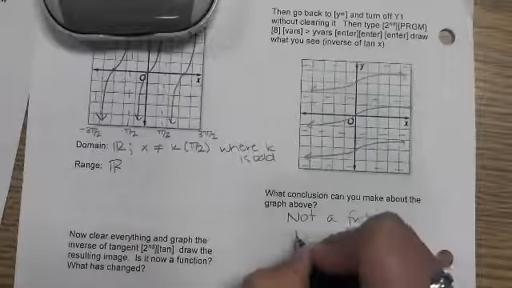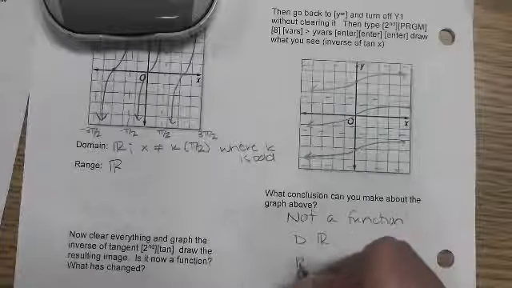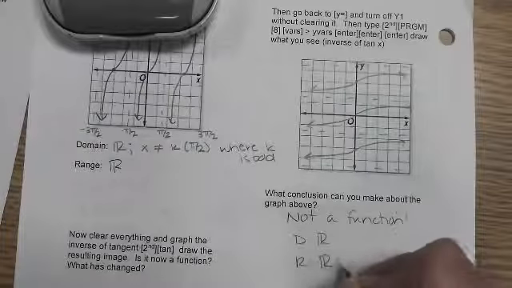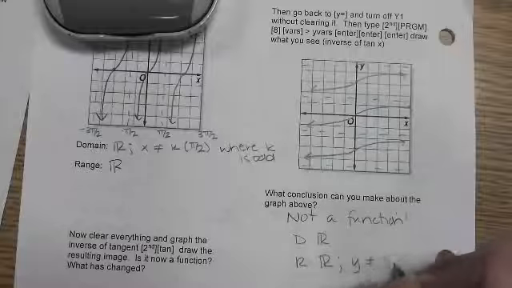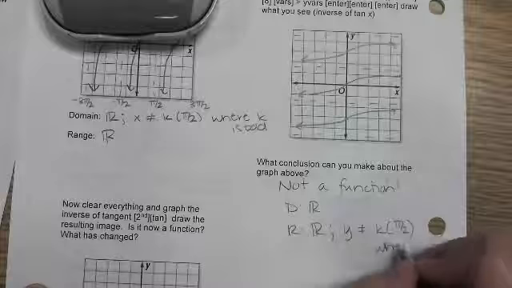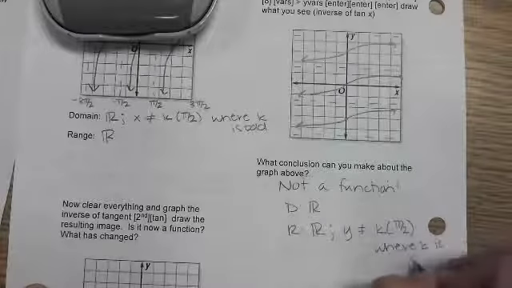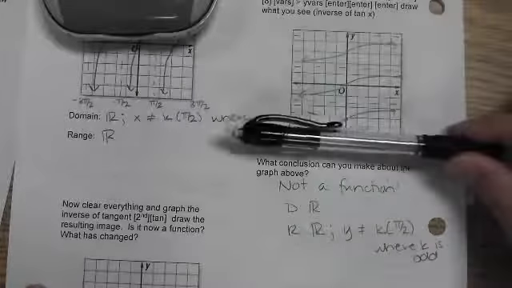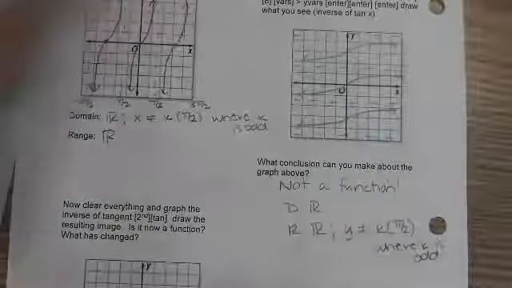So the domain here is all real numbers, the range here is all real numbers, and then we're saying y cannot equal k times pi halves, where k is odd. So that is talking about those horizontal lines right here. Those are the values we can't have, those asymptotes that are there.